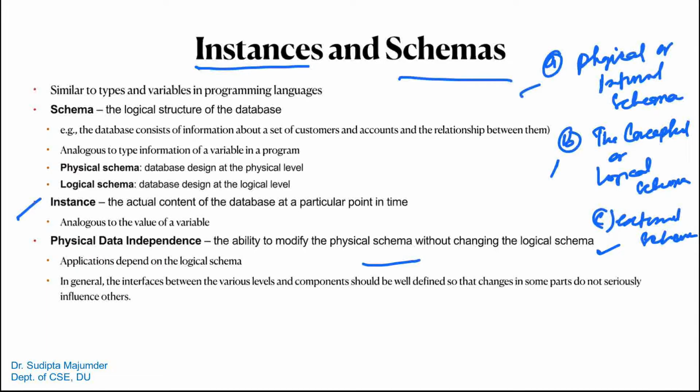So this means as we are given three schemas, the change in the first schema shouldn't affect the second schema. Similarly, the change of the second schema shouldn't affect the third schema. And this is called physical data independence. It is the ability to modify the physical schema without changing the logical schema or external schema.